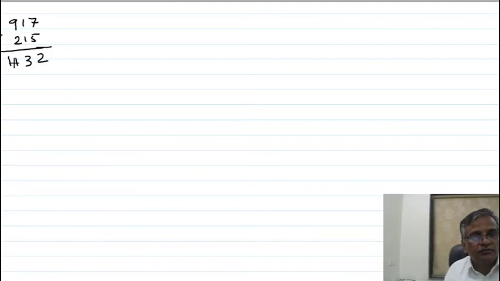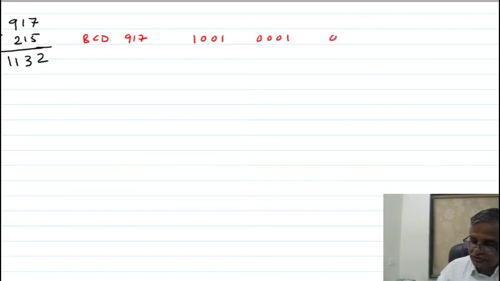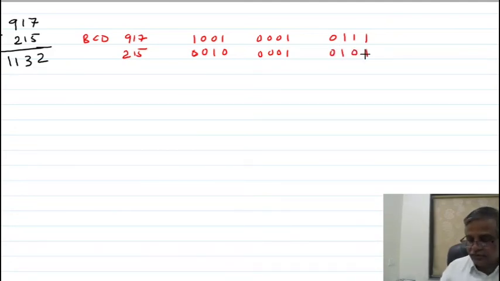Let us do the addition of 917 plus 215. BCD of 917 is 1001, 0001, 0111. For 215, BCD of 215 is 0010, 0001, 0101. Let us do the addition.